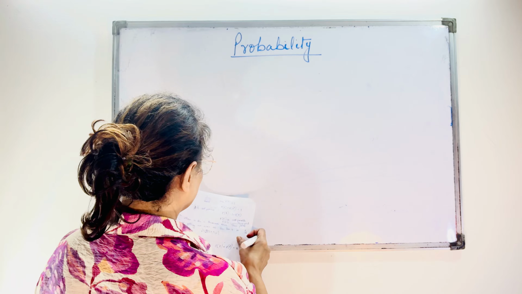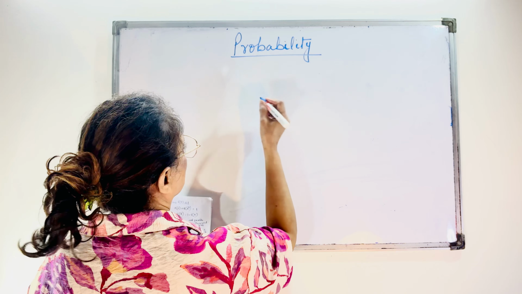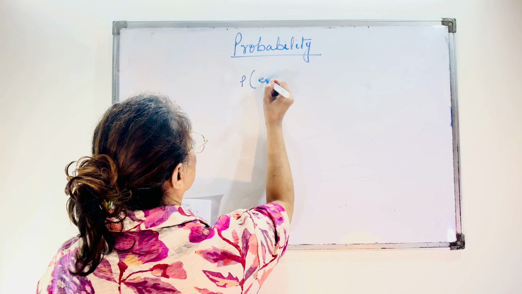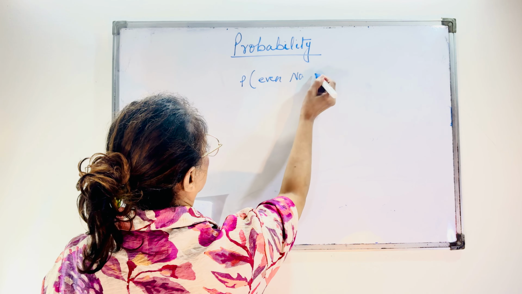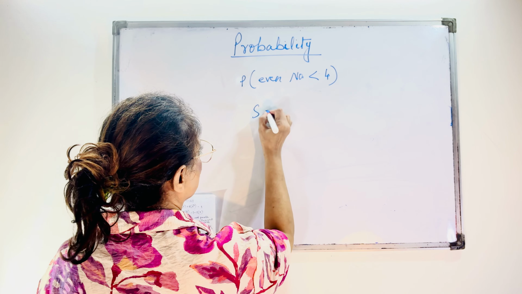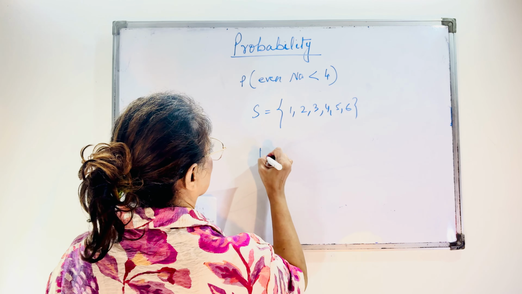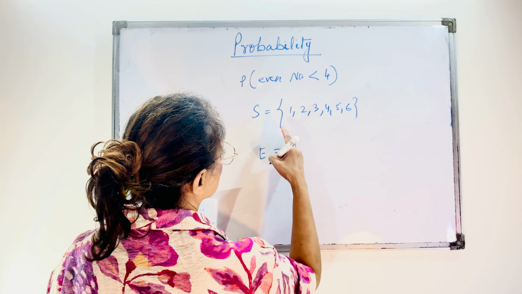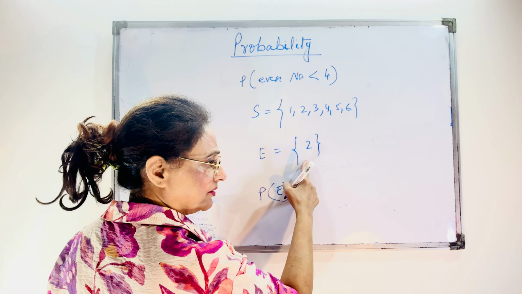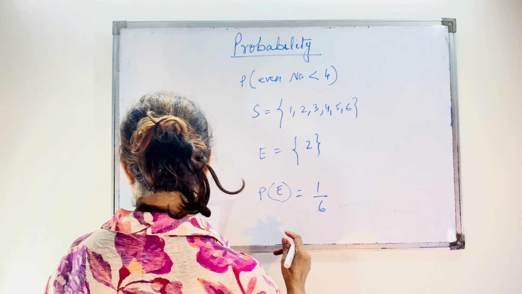Question says, when a die is thrown once, the probability of getting an even number less than 4. Probability of E, even number less than 4. A die is thrown once. So sample space: 1, 2, 3, 4, 5, 6. The even number less than 4 is only 2. So the probability that E would occur, number of favorable divided by total outcomes, is 1 by 6.